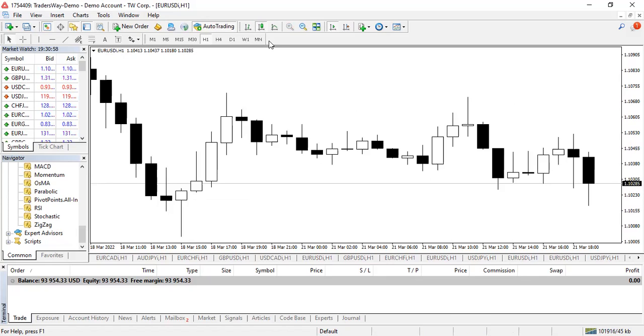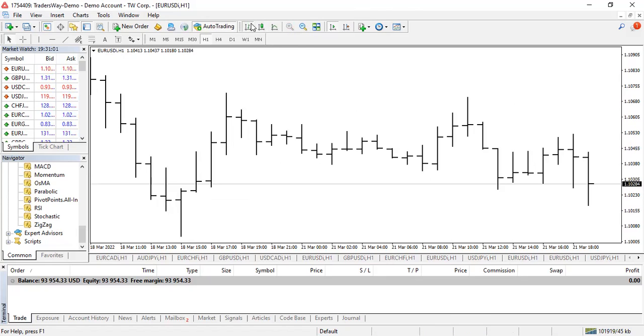Japanese candlestick. And we also have what we know as a bar chart. This is a bar chart. The upper side is the high. This is the low. Can you see this?